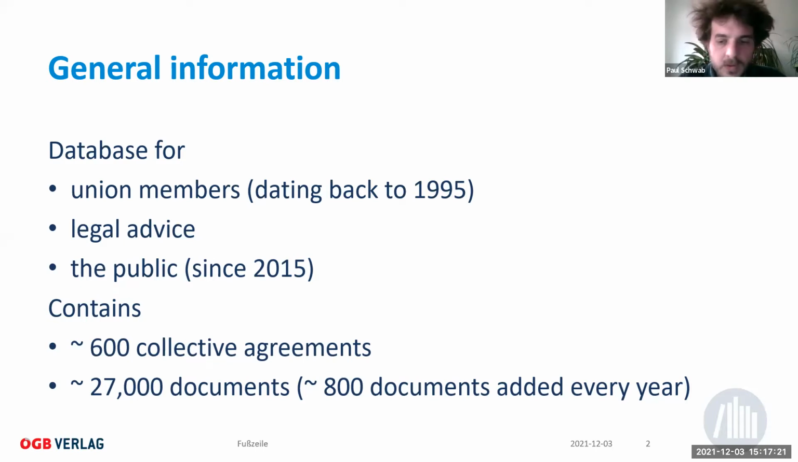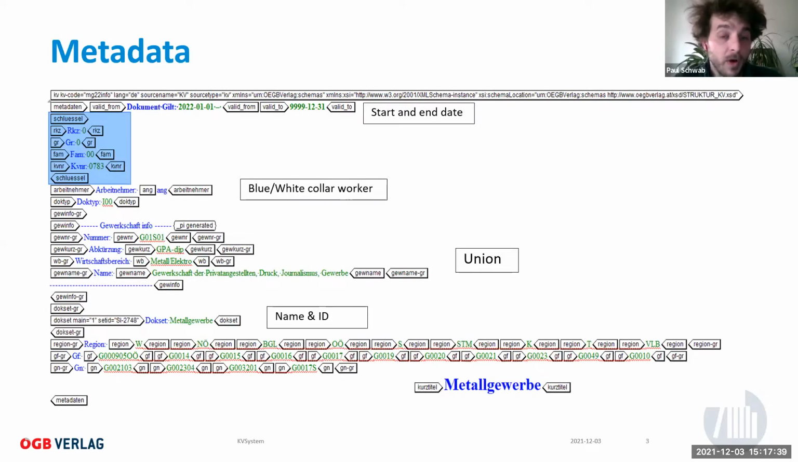And we have around 600 collective contracts in the database, but the database consists of roughly 27,000 documents, and around 800 documents are added every year to it. Okay, all our collective agreements are in XML. We chose this format primarily to have the possibility to reuse the content. We not only maintain a database, but also create documents for print.